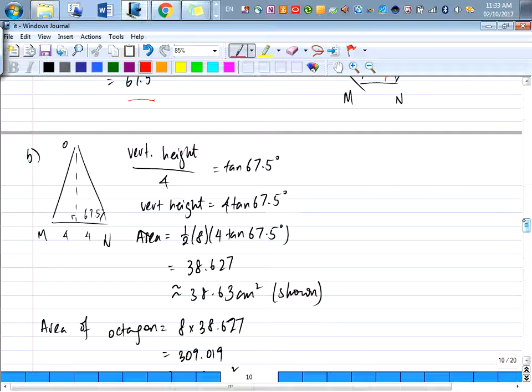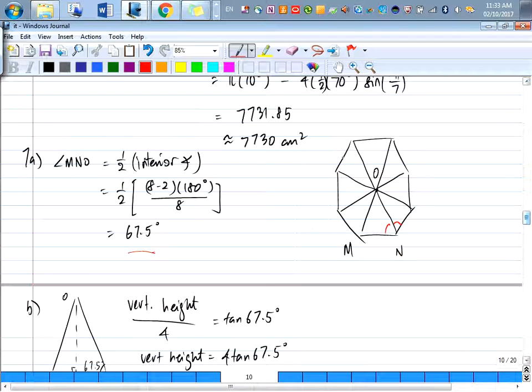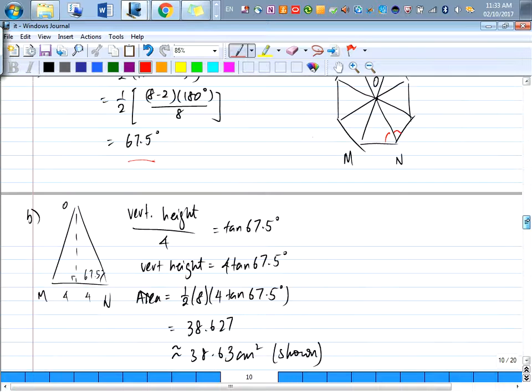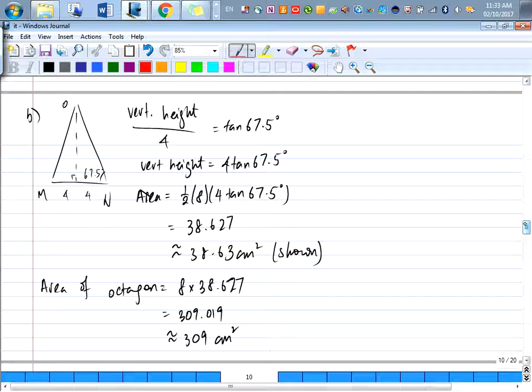Okay, part B. Calculate the area of the octagon. That is 8 times of the area of one triangle. We use the half AB sine C. Or we can use half times base times height. 2 options for you to choose.